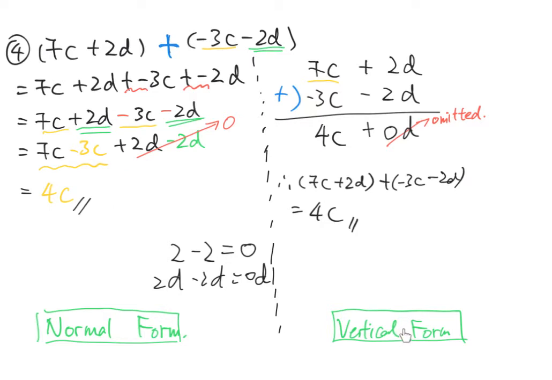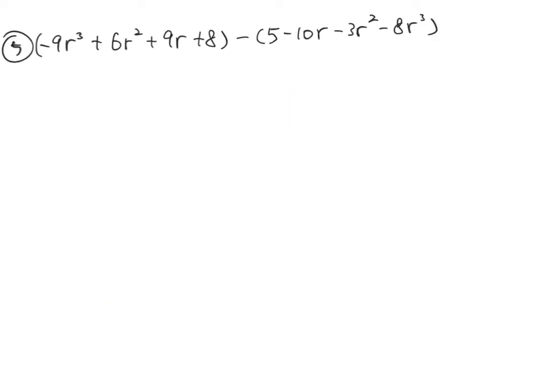Okay, another form, vertical form. You write the like terms up and down. This is a plus, so we write the plus here. And then 7 plus minus 3, so 7 minus 3, the answer is 4. Plus 2 plus minus 2, 2 minus 2 is 0, so 0d can be omitted. The answer is 4c. Okay, so let's go on.